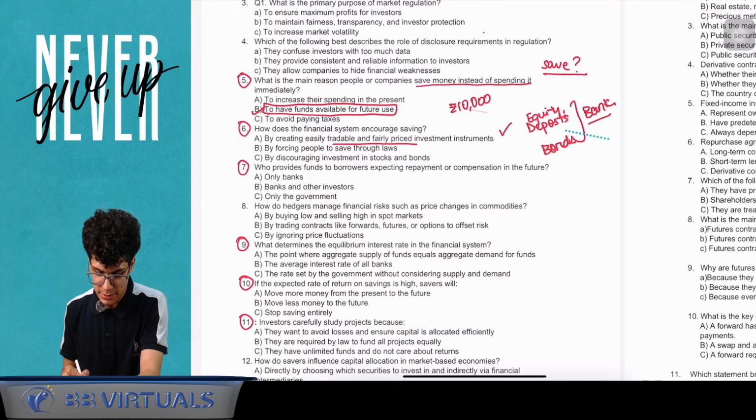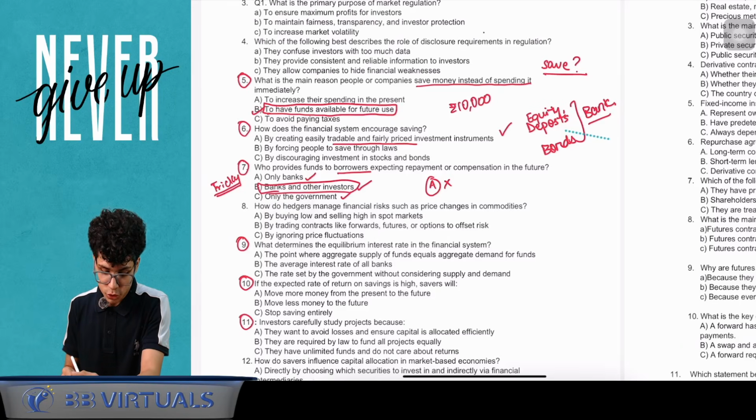Who provides funds to the borrower? This is a very tricky question. Who provides funds to borrowers expecting repayment or compensation in the future? Do only banks provide funds to borrowers? Do banks and other investors provide funds to borrowers, or only the government? Many of us would think A, but A is not the answer. Banks and other investors both provide funds to borrowers.